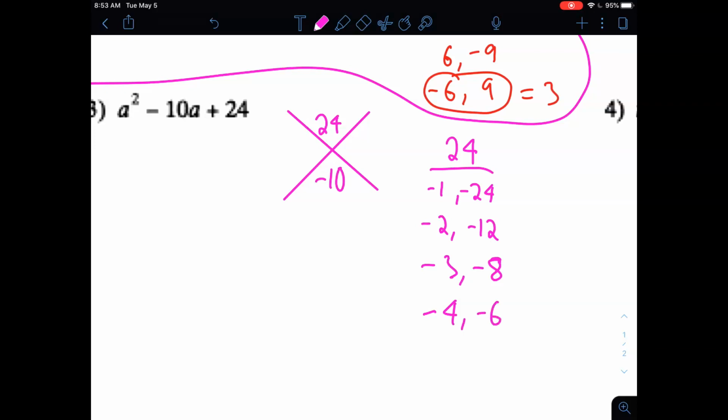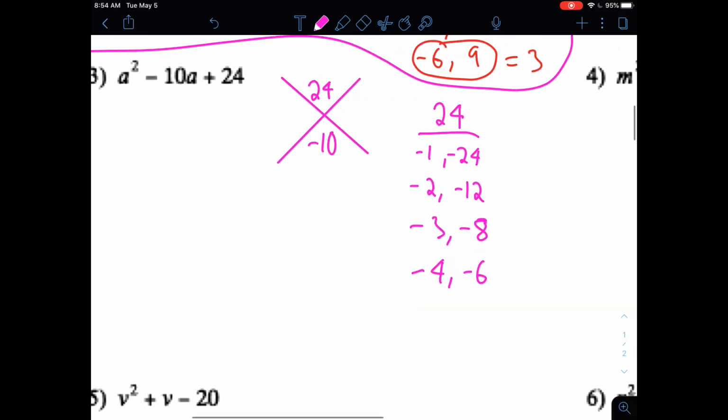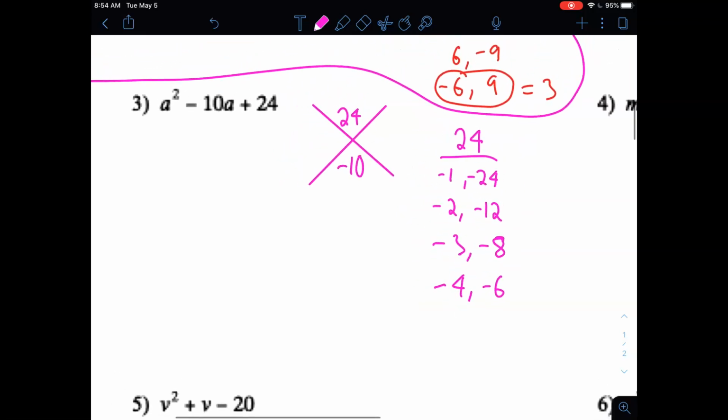24 divided by 5 is 4.8. That doesn't work. 24 divided by 6 is 4. So if we were to list this again, we'd have negative 6 and negative 4, but we don't need to do that because it's already listed right here. Okay, so now what we need is the right combination that's going to add to negative 10.